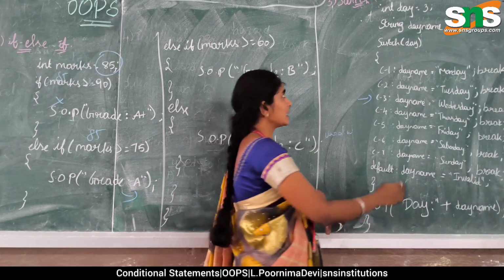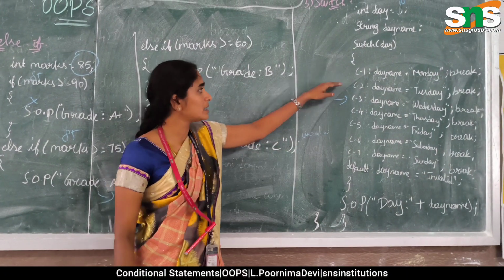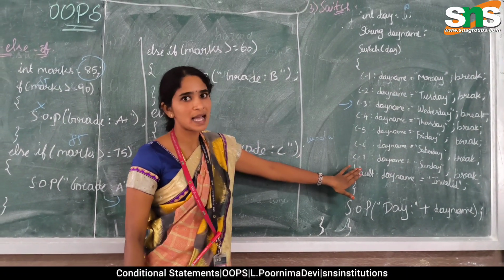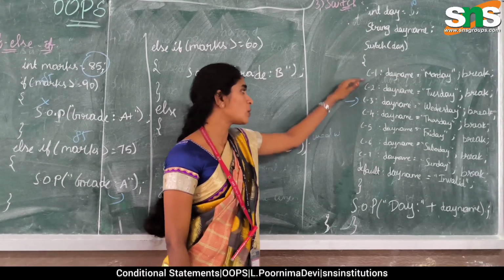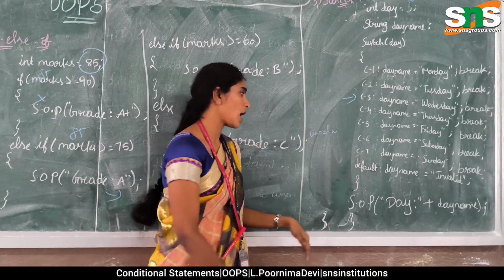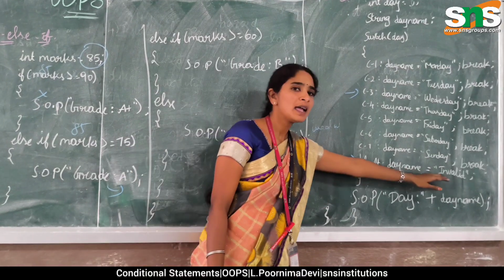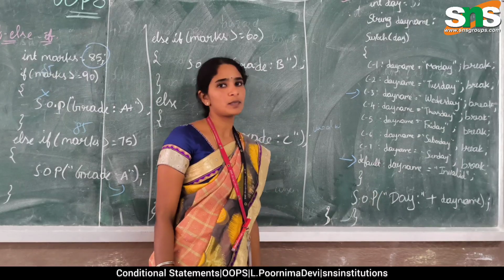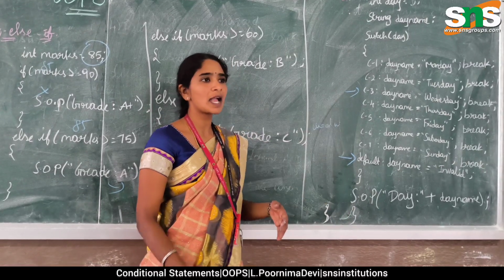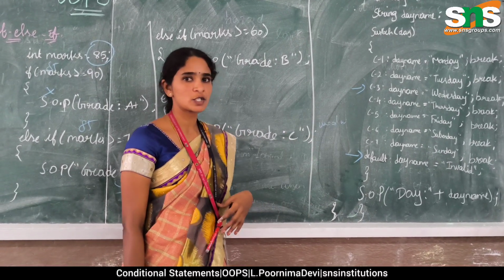If I give the value as 10, there is no such value inside the switch statement, only 1 to 7. So no case will be executed, and at the last the default statement will be executed, and the output will be an invalid day. Whatever value of the day we give, the particular day will be displayed using System.out.println.